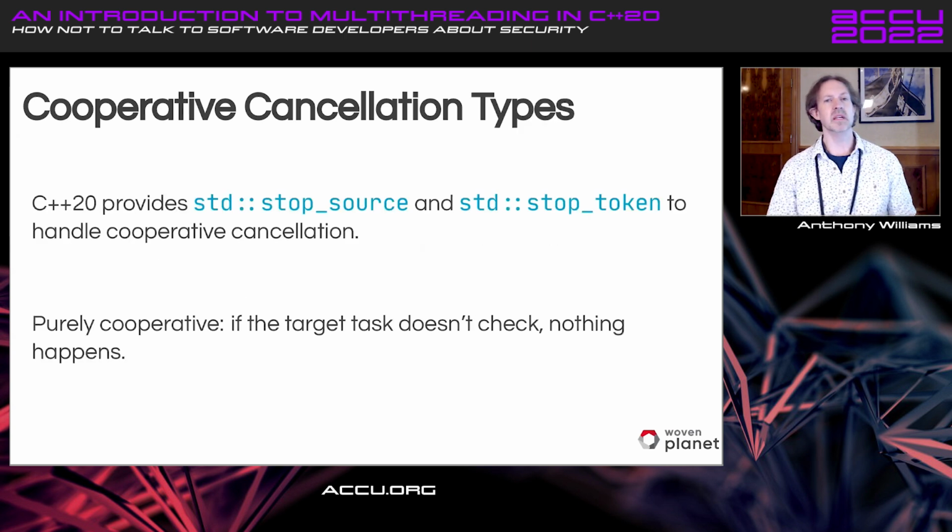In C++20, we have two types that help with doing this. We have a stop source, which is a source of stop requests, and a stop token, which allows you to check whether someone has requested that you stop what you're doing. And I emphasize that this is purely cooperative. If somebody makes a request for stop and you don't check, then nothing happens. You have to explicitly say, I want to stop.